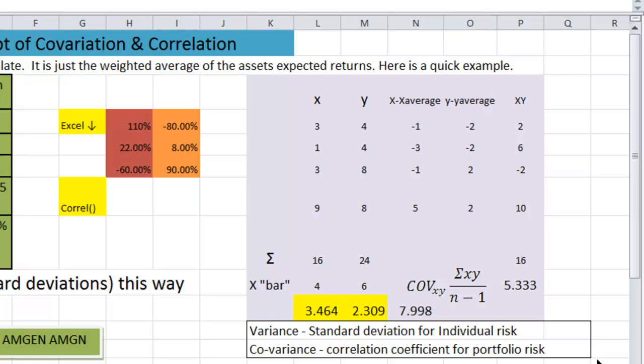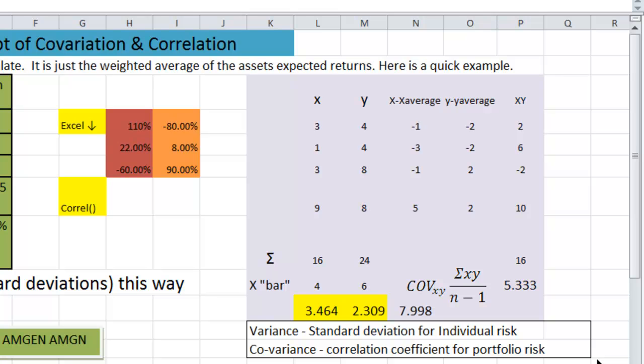So we see X and Y. Now I'm going to add up all my X points, and I get 16. All my Y points, I get 24. Then I'm going to take the average, or X bar, or mu. So if there's 4 data points, divide that into 16, I get 4 and 6. Here are these numbers right here.